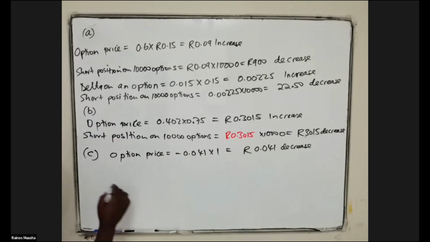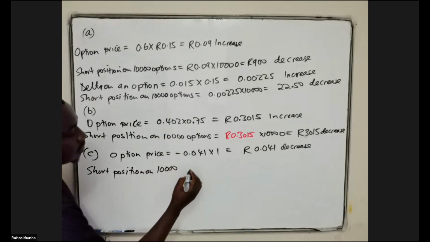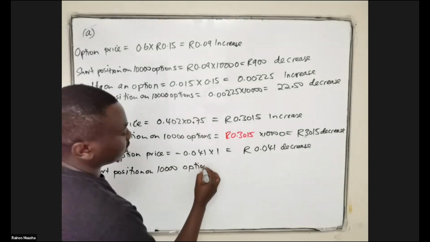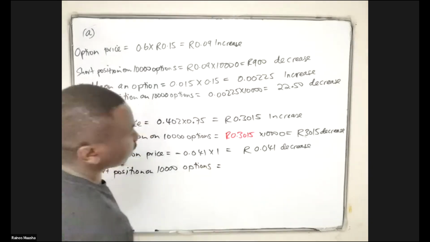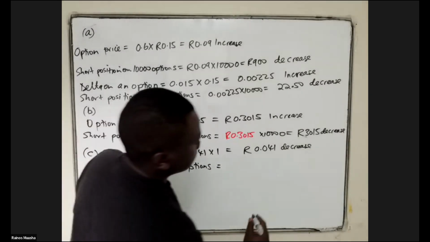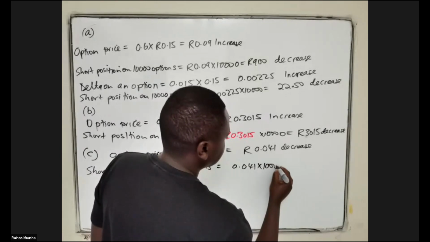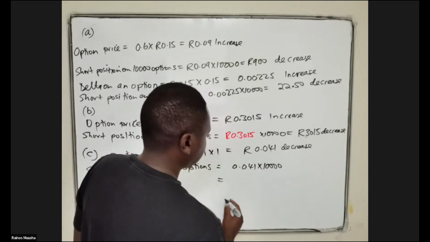Then, when you now look at the short position on 10,000 options, we are now going to say 0.041 multiplied by 10,000. And how much do you get?